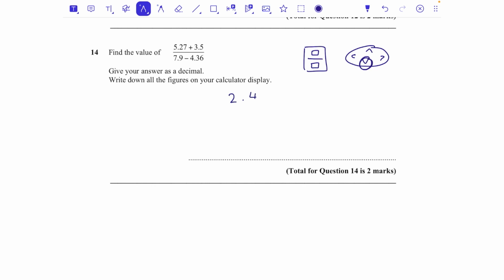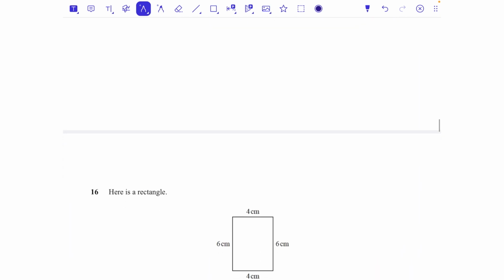And I get 2.47740112994350. And we've just got to write that down. That's it. Write down all the figures on your calculator display. So that's my answer. If you'd done it separately, that's absolutely fine, but you should still get the same answer for 2 marks. Question number 16.